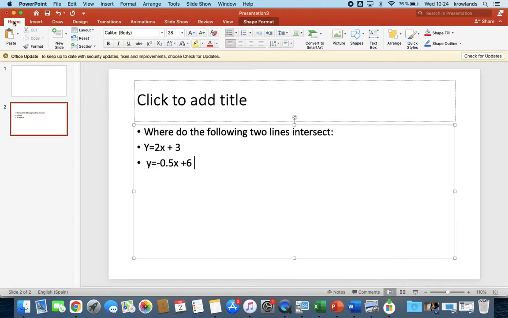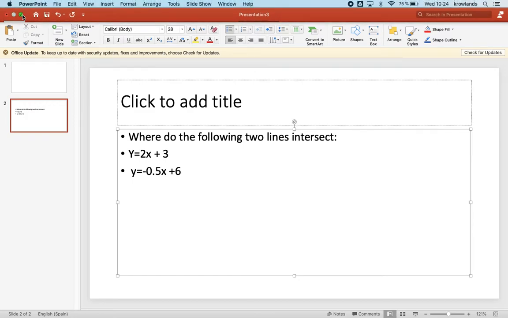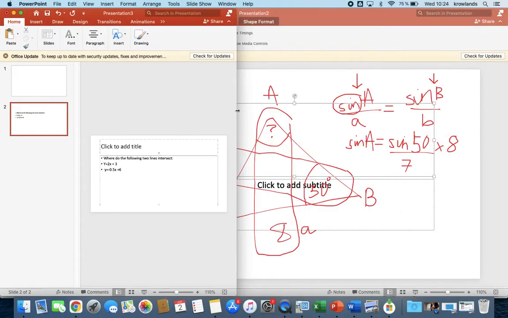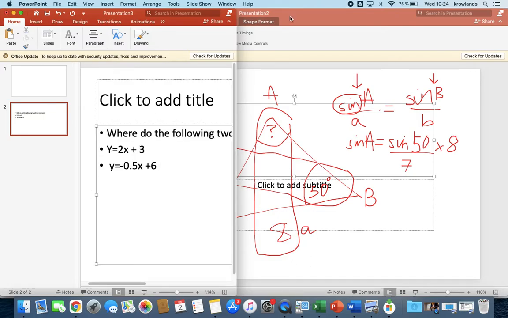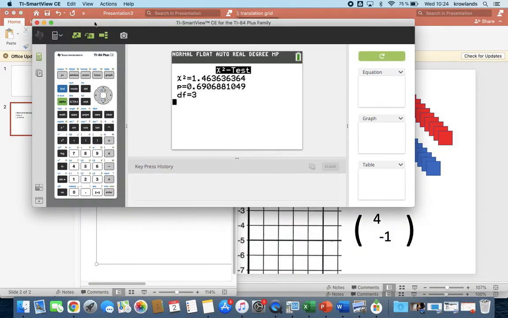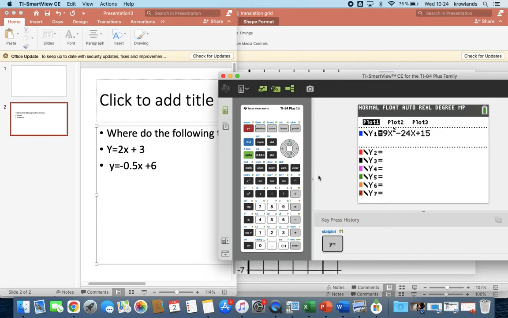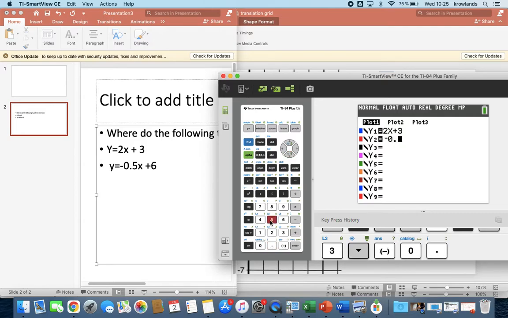So what you have to do, there are a couple of methods of doing this question. We're going to open the TI84, and this is easier to do on the TI84 rather than if you were to do it manually or algebraically. So on the TI84 calculator, as always, we're going to go onto the y equals. We're going to press clear on anything there. Then we're going to copy in these equations. So 2x plus 3 on y1, and then y2, because this is the second line, minus 0.5x plus 6.